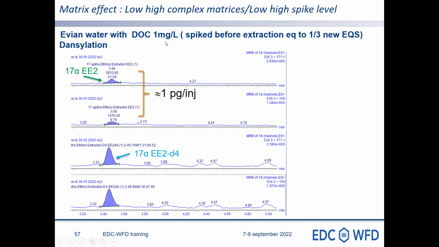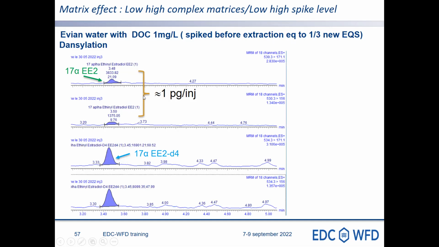Here you have the same picture with a complex matrix, which is an Evian water with a DOC level at 1 milligram per liter. Once again, it has been spiked before all the analytical process at 1/3 of the new EQS. And here you see the chromatogram. The zoom is not perfect, but we can quantify. We have the confirmation of the identity of the substances, and we have a reliable quantification at this very low level.